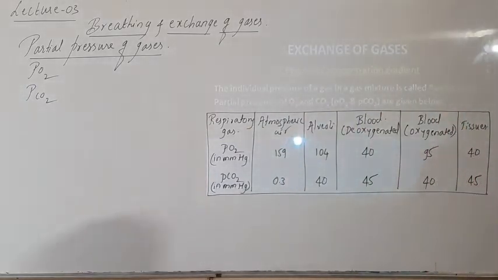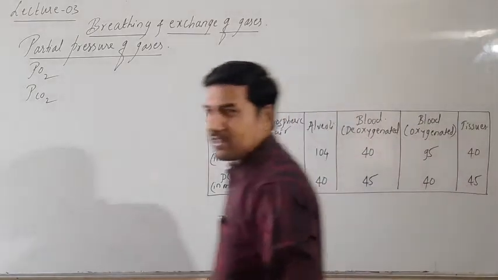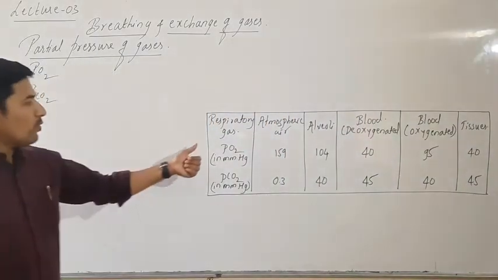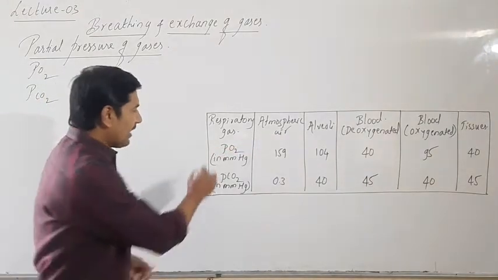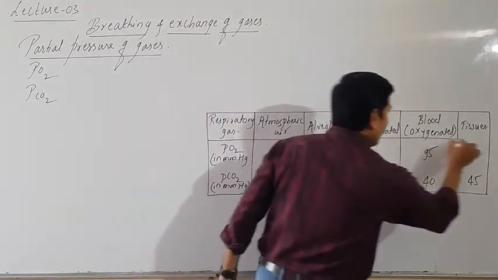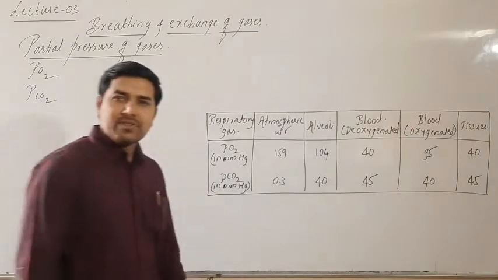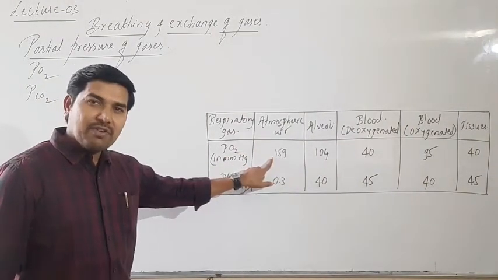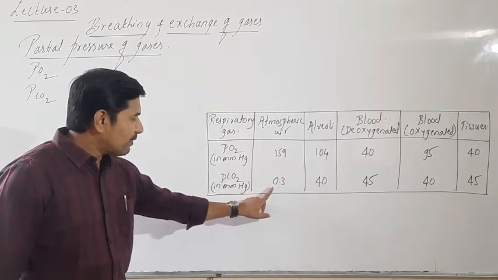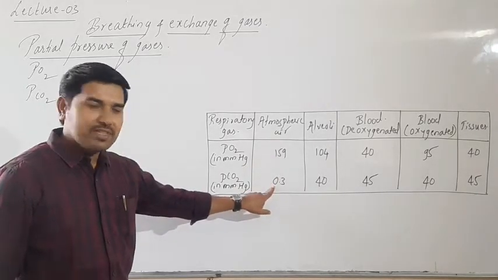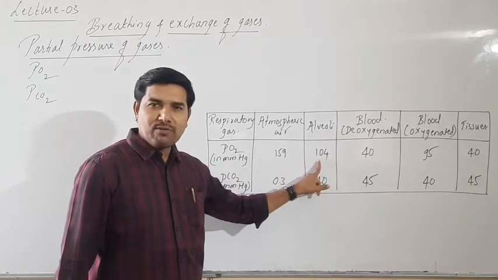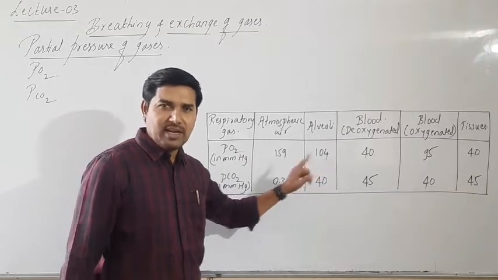If we look at the partial pressure of gases, we have the O2 level as well as the CO2 level. The O2 level in the atmospheric air is around 159 mm of Hg. That of CO2 is 0.3 mm of Hg. Then in the alveoli, the O2 will be 104. So how can we make this easy?